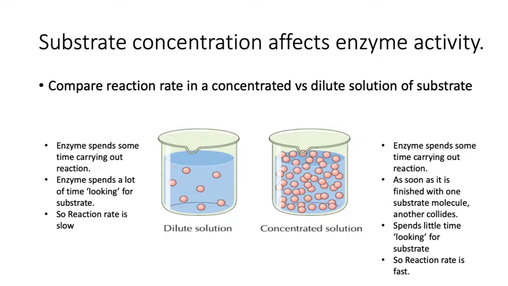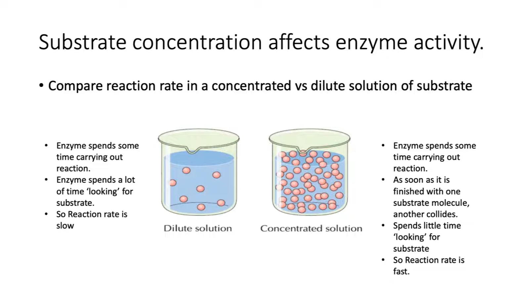If these dots here in the beaker are the substrate, so they're not the enzyme, they're the substrate, but we add a certain amount of enzyme to these beakers, the same amount of enzyme, in which beaker would the reaction happen the fastest? Okay, you should recognize that it would happen fastest in the concentrated solution, even though the number of molecules of enzyme is exactly the same.